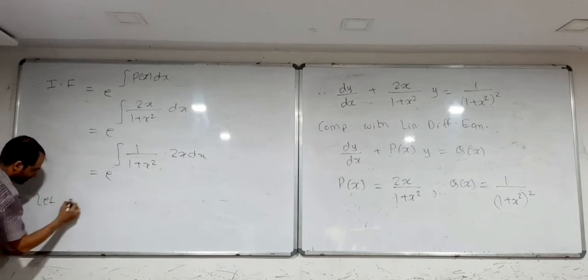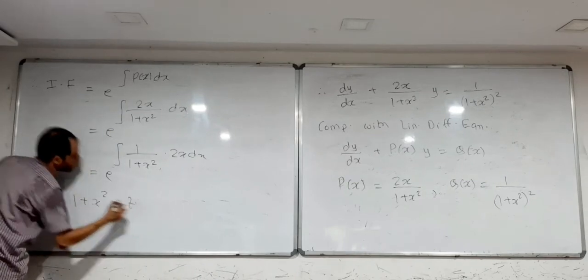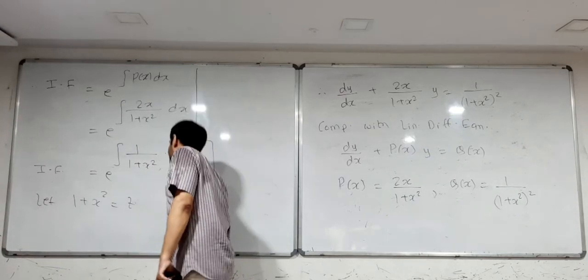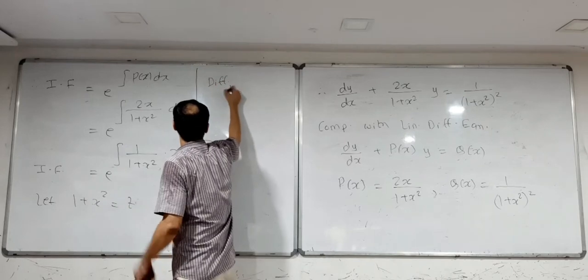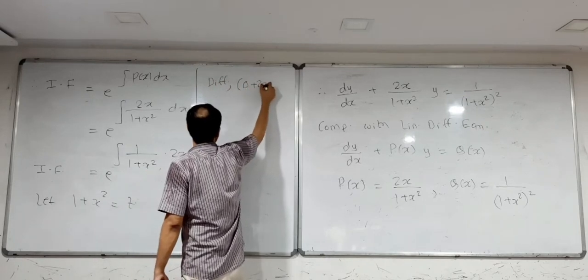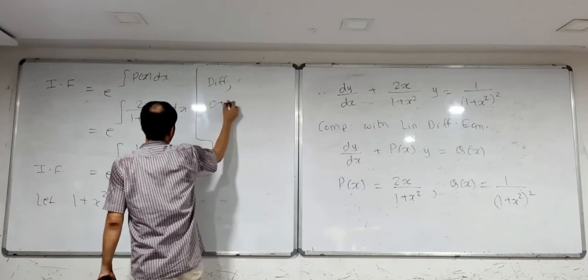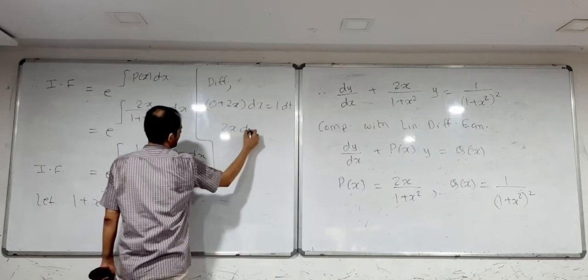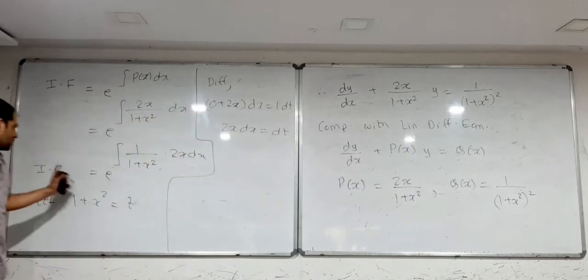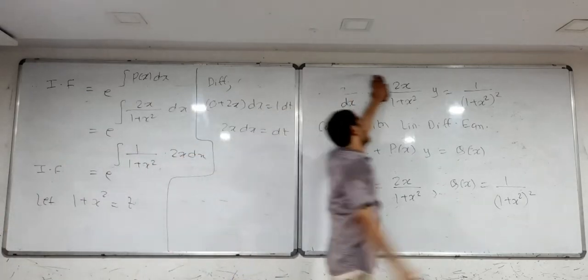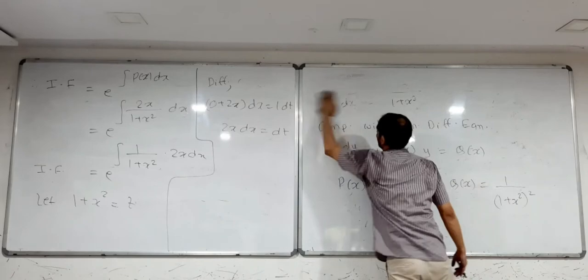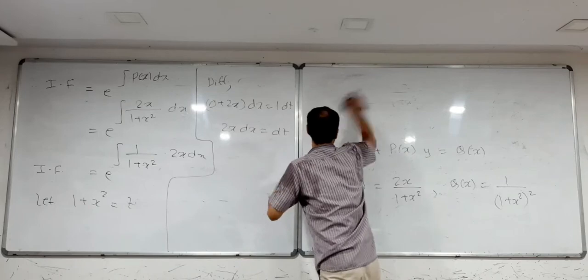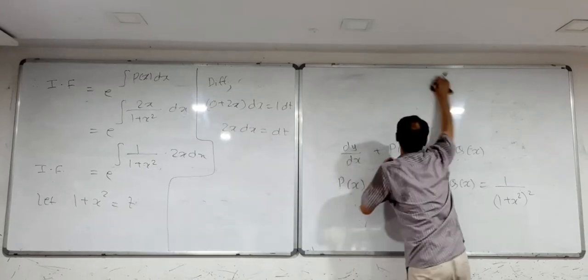Let 1 plus x square is equal to t. Okay, तो इतना हो जाएगा. डिफरेंशिएट करने पर क्या मिलता है? 1 का डेरिवेटिव 0, so 0 plus 2x dx is 1 dt. So therefore 2x dx is dt. तो ये क्वेश्चन आई है e raised to. और हाँ, खाली वो याद रखना q of x is 1 upon 1 plus x square the whole square. I believe इसका भी इंटीग्रेशन उतना टफ नहीं होगा.